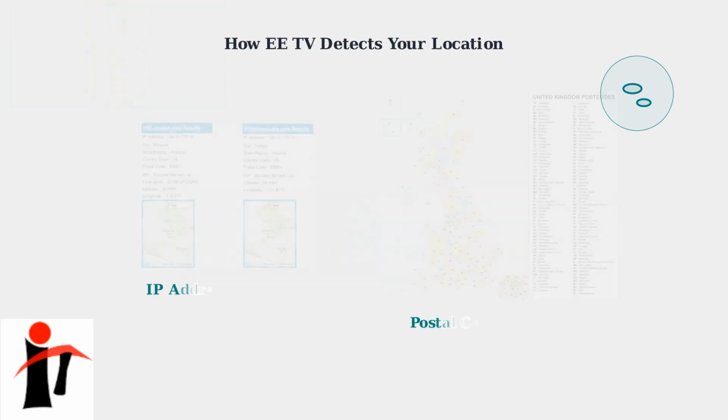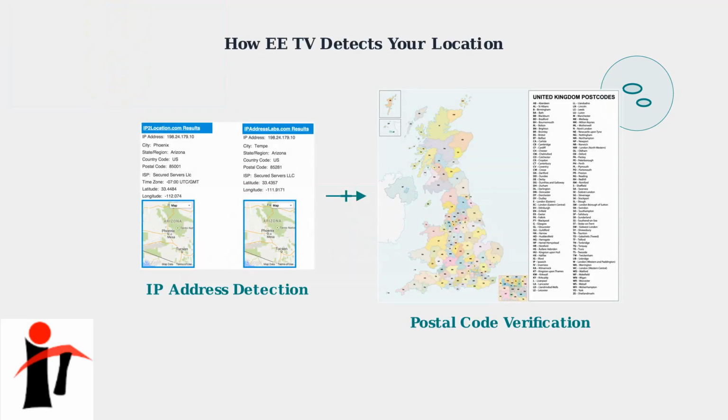EETV automatically detects your location using two primary methods. First, it analyzes your IP address to determine your approximate geographic location. Second, during the initial setup process, it verifies your postal code to ensure accurate regional content delivery.